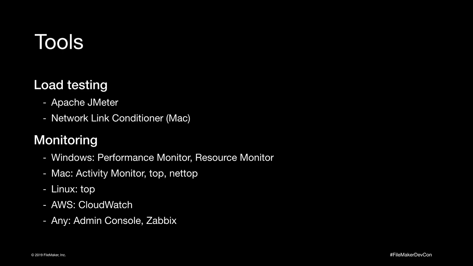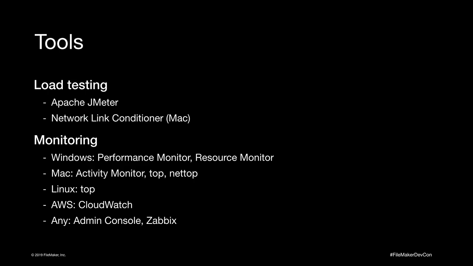A few different tools for monitoring what's going on the server. So beyond the logs, we can use the Performance Monitor and the Resource Monitor on Windows for looking at the CPU activity, the disk activity, network activity, memory, how much memory is free or in use. For the Mac, we've got Activity Monitor, or from the terminal, you can use top or nettop to get lots of details about what's going on the machine there.